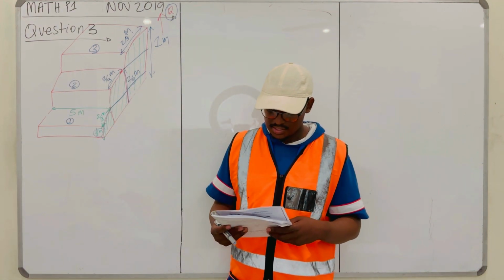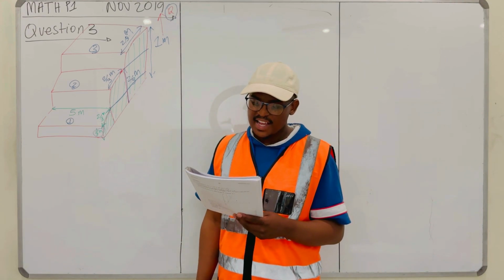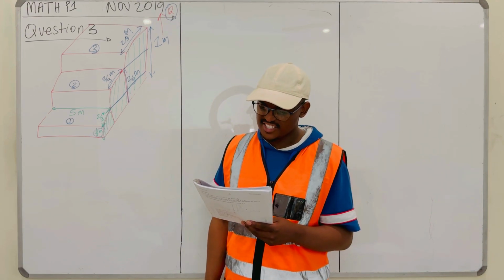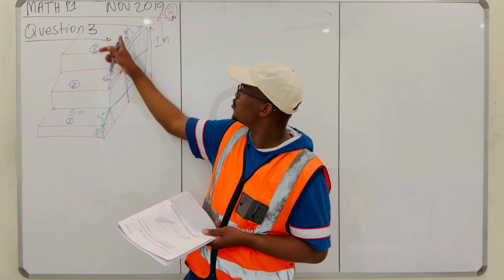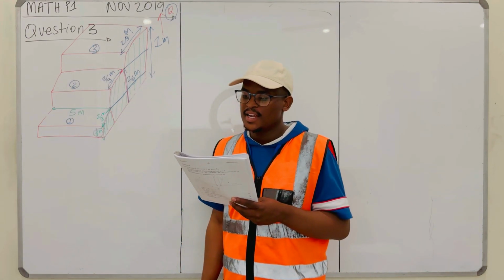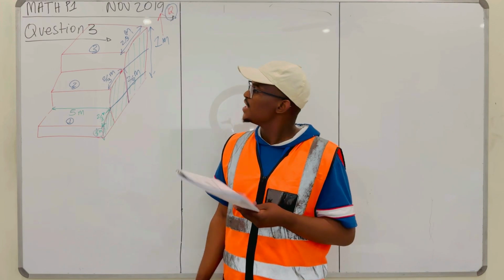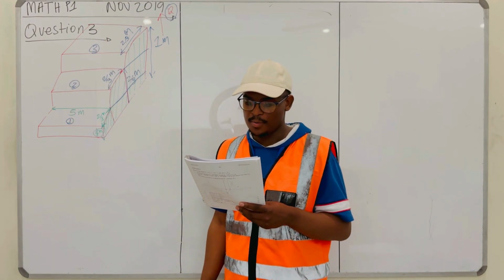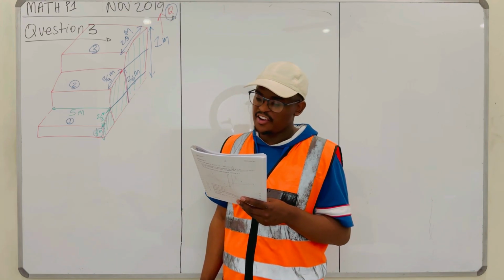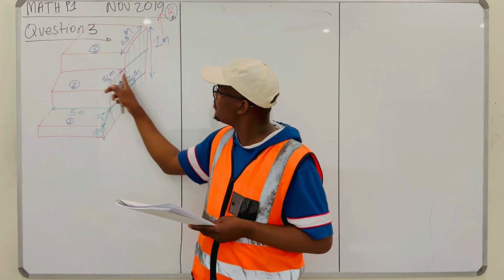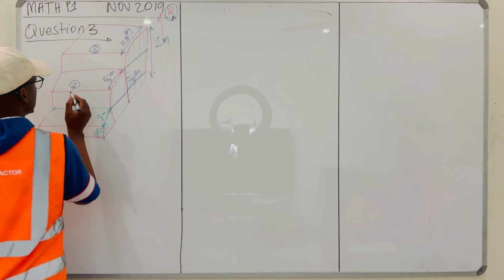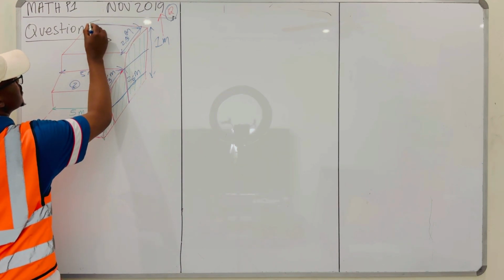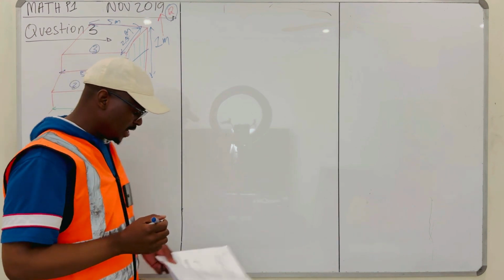So let me try to read this thing again. They're saying a steel pavilion at a sports ground comprises 12 steps. So there are 12 steps in total, but you are only showing the first 3 in the diagram. So here, step number 1, step number 2, and step number 3. No problem. They're saying each step is 5 meters wide. So you can see each one of them is 5 meters wide. 5 meters here. Also 5 meters. All of them are 5 meters wide.